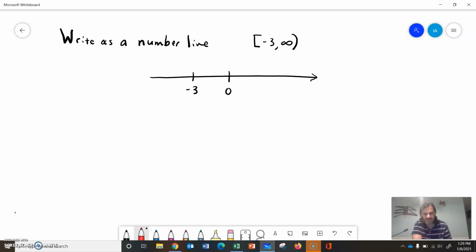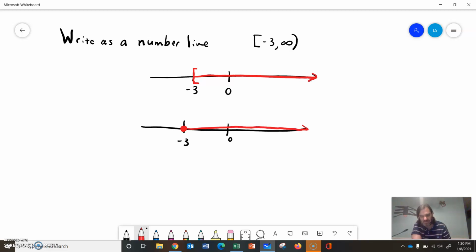A bracket on -3 means it's included, so we can do that two ways. We can use a bracket, or I can do another version if you're more comfortable. You'll see me use both versions interchangeably. I can use the closed circle as well. And then we're going to go to the numbers bigger than it. So from -3, we'll draw our arrow over to the right forever on either case that we do here. So either one of those number lines would be acceptable.